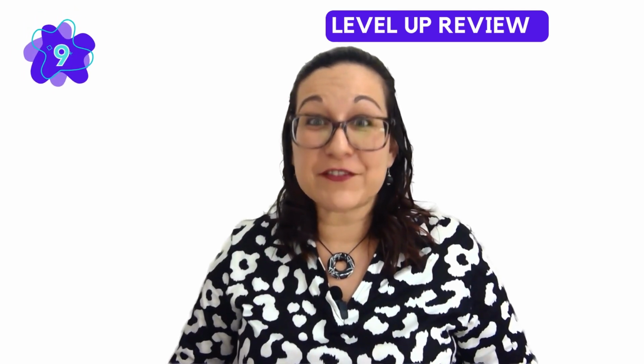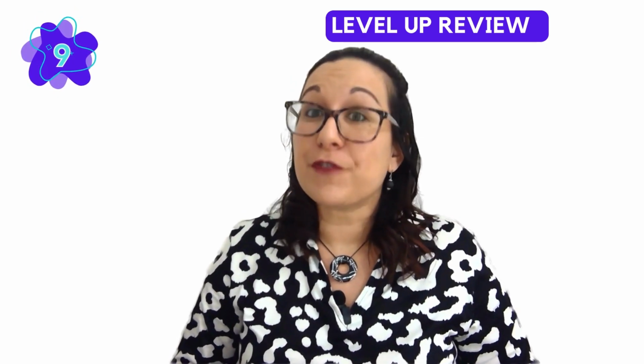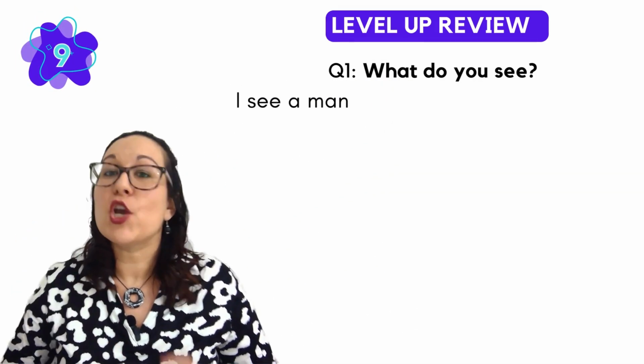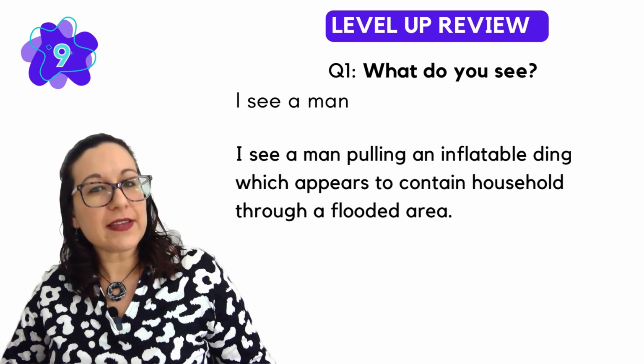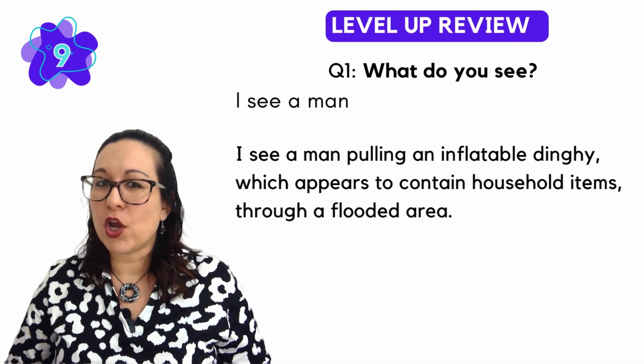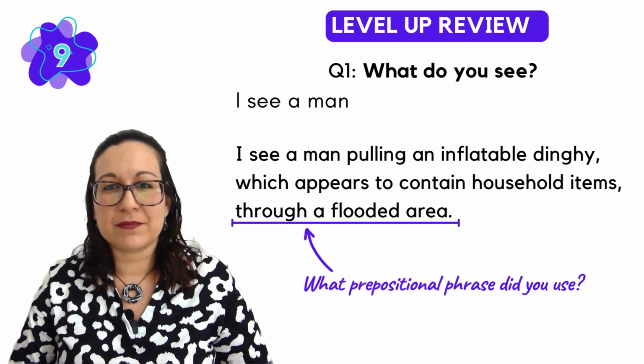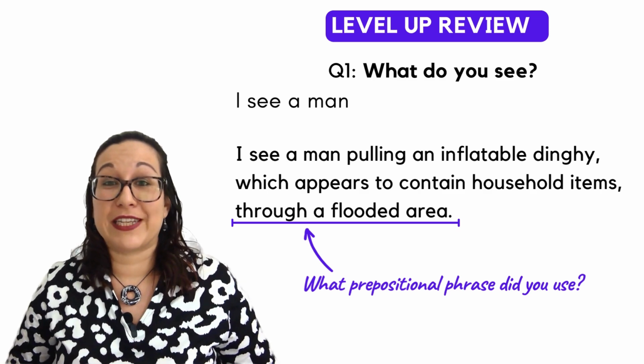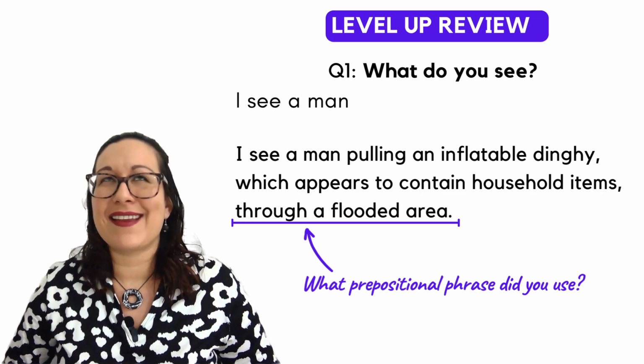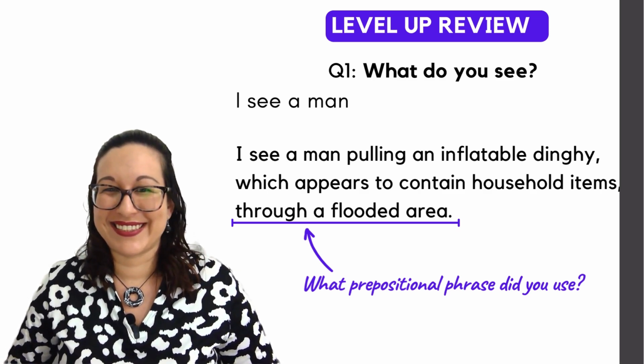So what we have achieved so far is to improve our first sentence, I see a man, to now read, I see a man pulling an inflatable dinghy which appears to contain household items through a flooded area. Wow, this is a really long, really detailed sentence, and I absolutely love it.